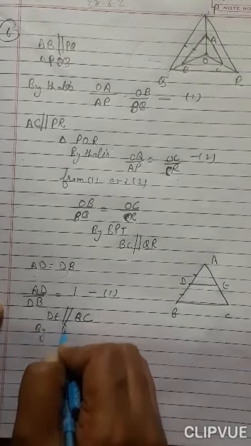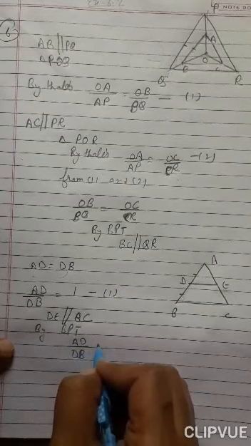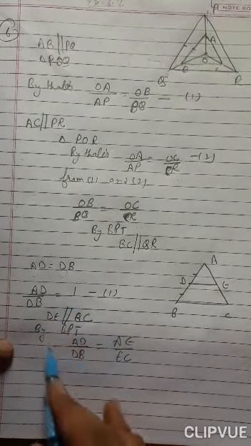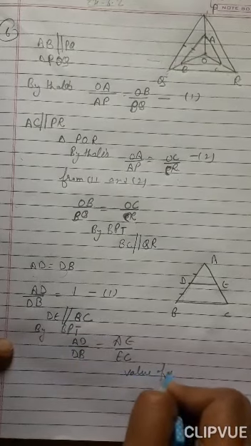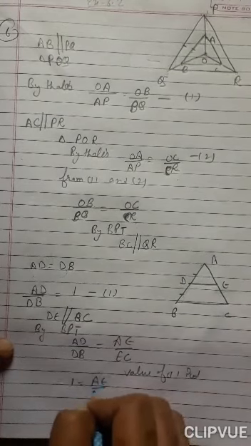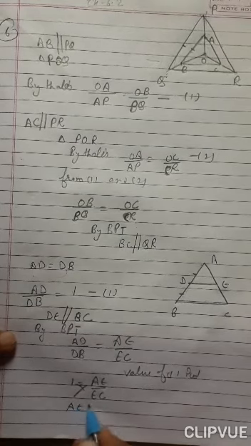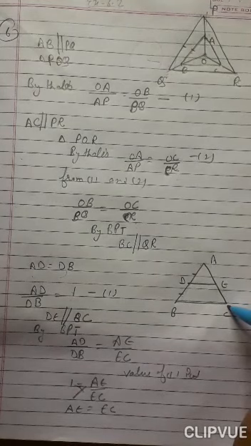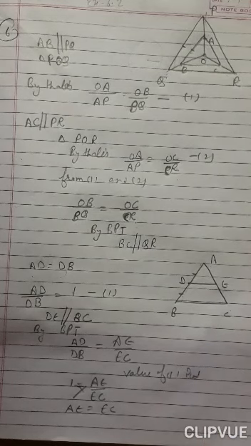So by BPT, by Thales theorem, we can write AD over DB equals AE over EC. AD over DB equals 1, so that value of 1 we can put. It means 1 equals AE over EC. Now do the cross multiply. What becomes? AE is equal to EC. It means E is the midpoint of AC, and this is what we had to prove.